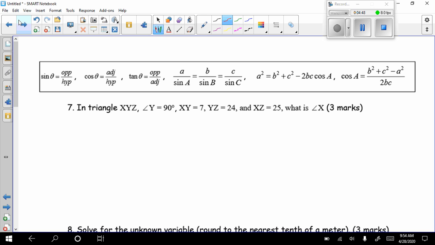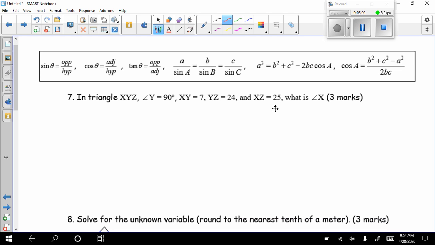It says in triangle XYZ, angle Y is 90, XY is 7, YZ is 24, and XZ is 25. What is the angle X? Okay, well, I started this one by saying to myself, well, I know that we've got to have a 90, obviously. We got a 90-degree angle at Y. And then I saw that XY is just this little short one, and YZ is this big long one.